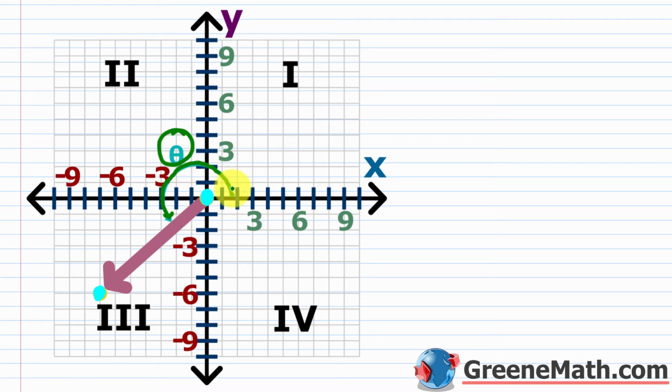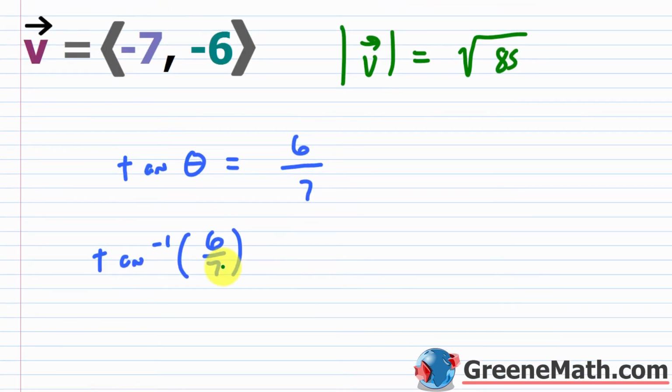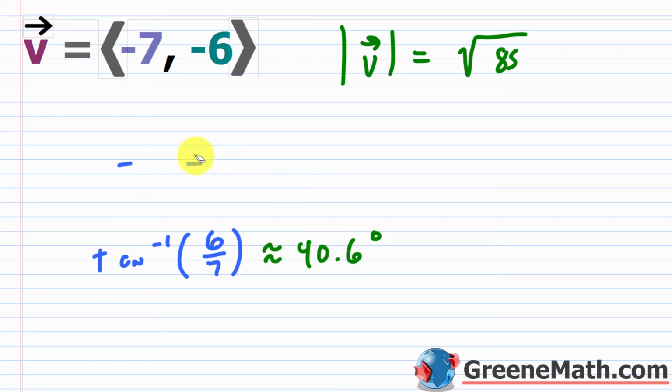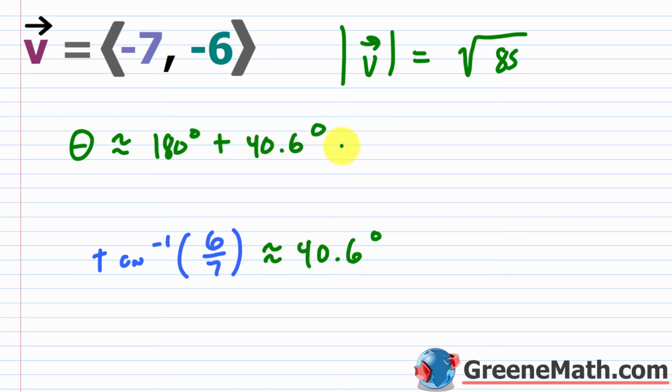So remember what we have to do. We've got to go 180 degrees and then plus that reference angle to get there. So let's go back and punch this into the calculator. And that's going to give us about 40.6 degrees, okay? So when you think about this, I'm going to say that my direction angle theta, I'll just put approximately here, I'll go 180 degrees plus 40.6 degrees, okay? So what is this going to give me? It's going to give me 220.6 degrees.